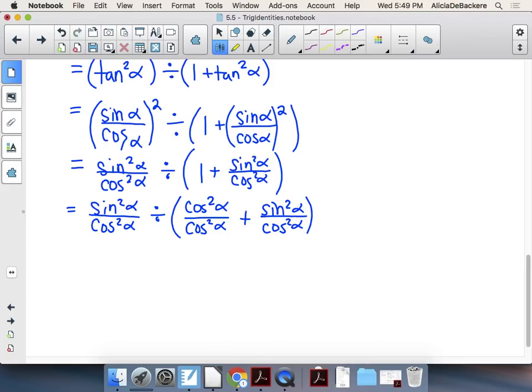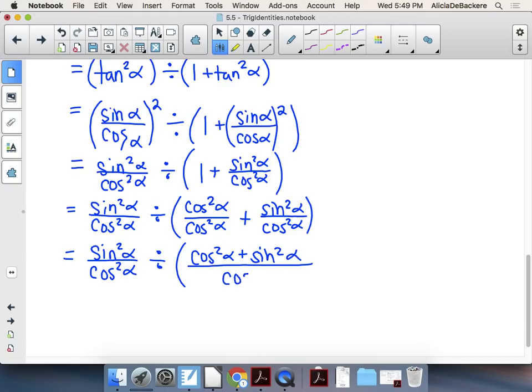All right, now that I have matching denominators, I can add that stuff in the bracket. So the first part stays the same. And I'm dividing by, this time I'm going to add that stuff in the bracket. On the top here, I've got cos squared alpha plus sine squared alpha. And then in the denominator, it's just cos squared of alpha. Okay, so we're getting there.